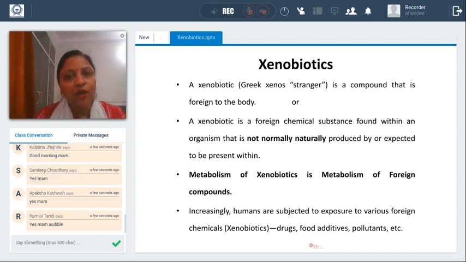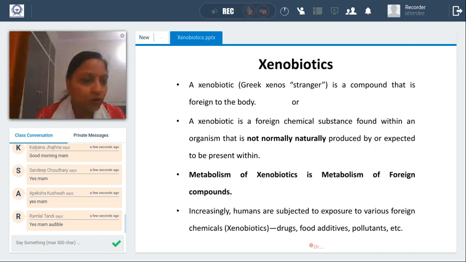A xenobiotic is a foreign chemical substance found within an organism that is not normally naturally produced by or expected to be present within it. So metabolism of xenobiotics is also known as metabolism of foreign compounds. Metabolism of xenobiotics is also called metabolism of foreign compounds.